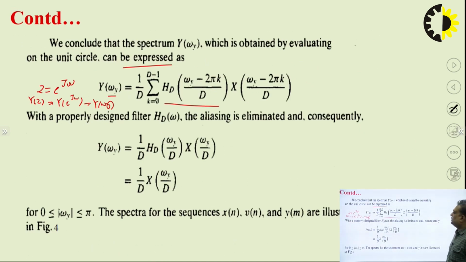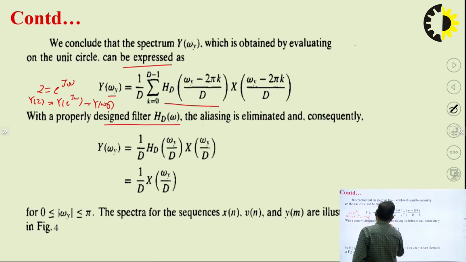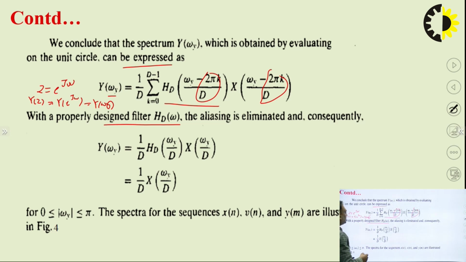Now with a properly designed filter, H_d(omega), which is our decimating filter or the anti-aliasing filter, the aliasing is eliminated. If we design it properly, then these extra terms will be eliminated. So we have Y(omega y) equals H_d(omega y by d) into X(omega y by d), where the filter value becomes 1.